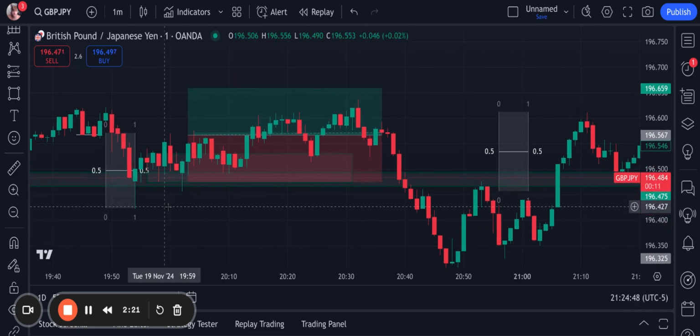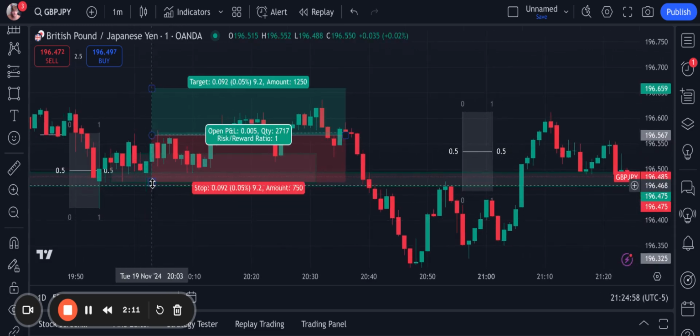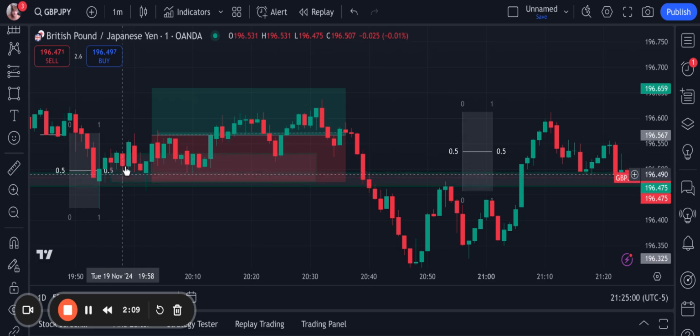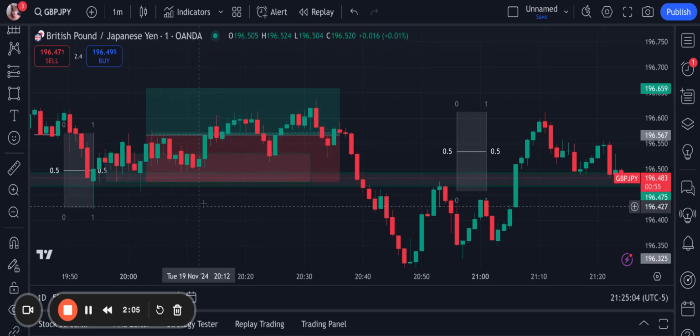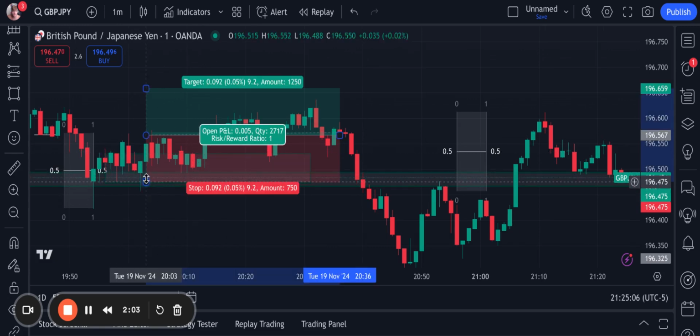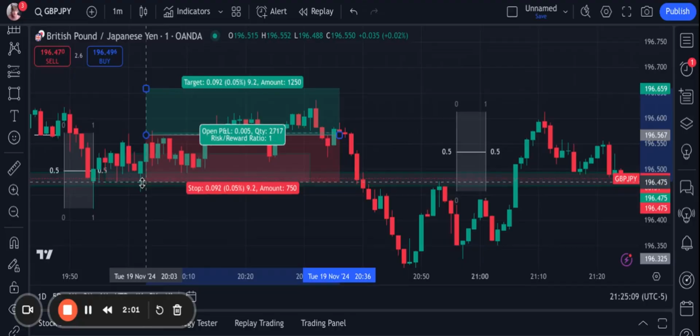I wanted a little bit of extra confluence, so I waited for price to show bullish pressure coming both out of the equilibrium and out of this order block here. So I entered based off of that information. I put my stop loss below the order block, which is right here, and I went for a 1-to-1. Whenever the 1-to-1 gets hit, I move my stop loss to break even, and that's what I did on my last trade as well.